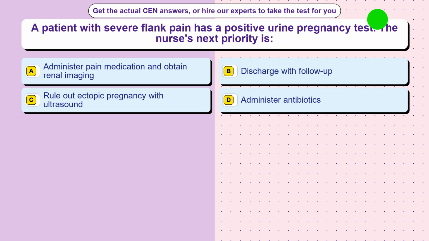Question 84. A patient with severe flank pain has a positive urine pregnancy test. The nurse's next priority is: Option A, administer pain medication and obtain renal imaging. Option B, discharge with follow-up. Option C, rule out ectopic pregnancy with ultrasound. Option D, administer antibiotics.